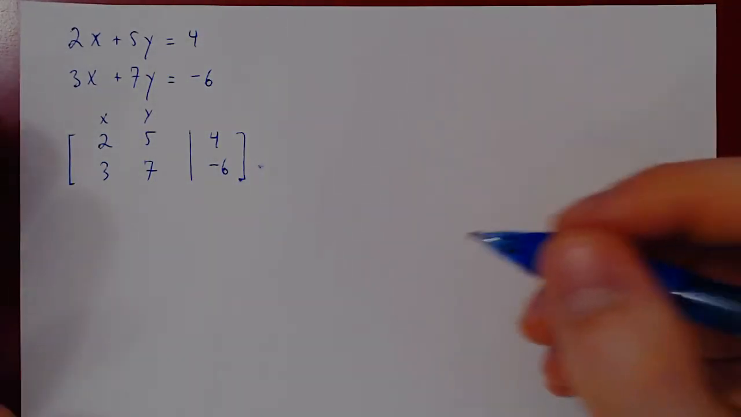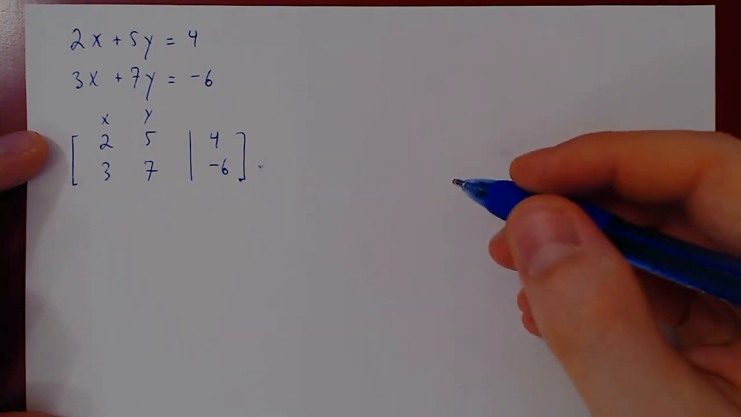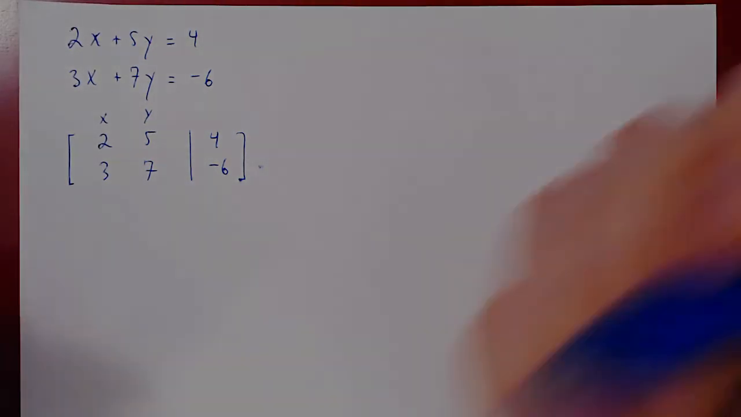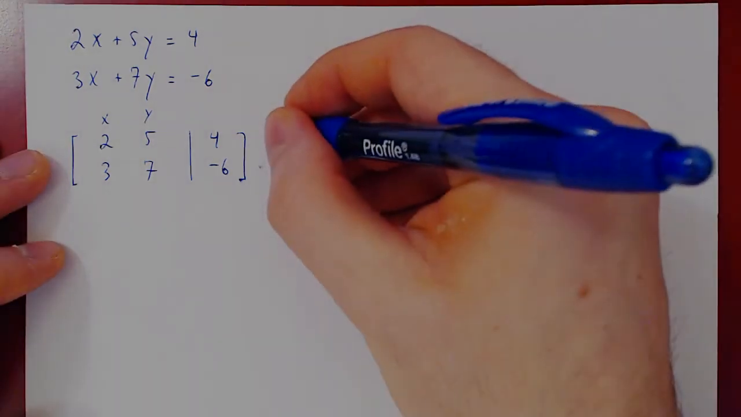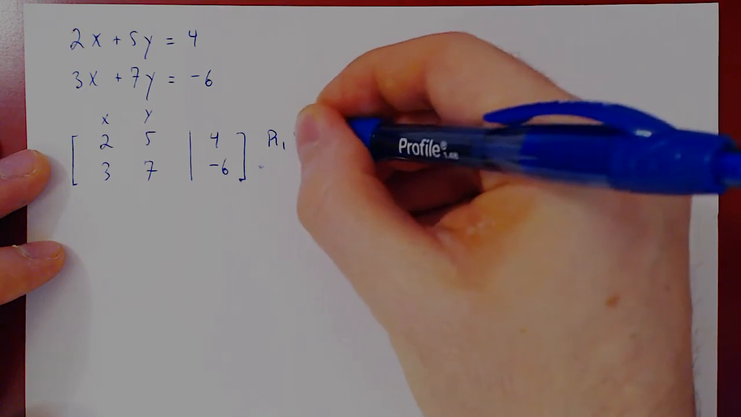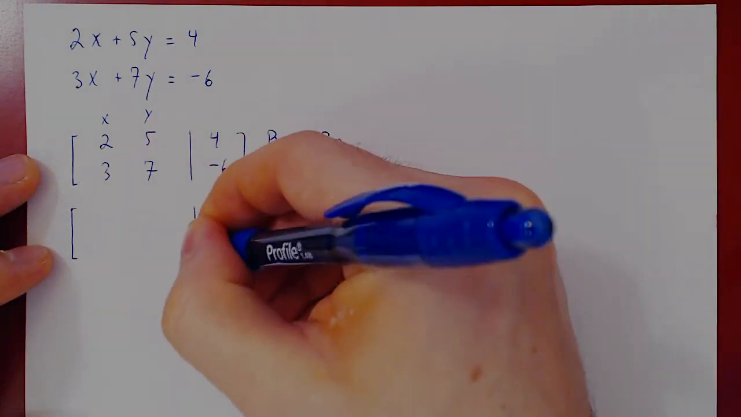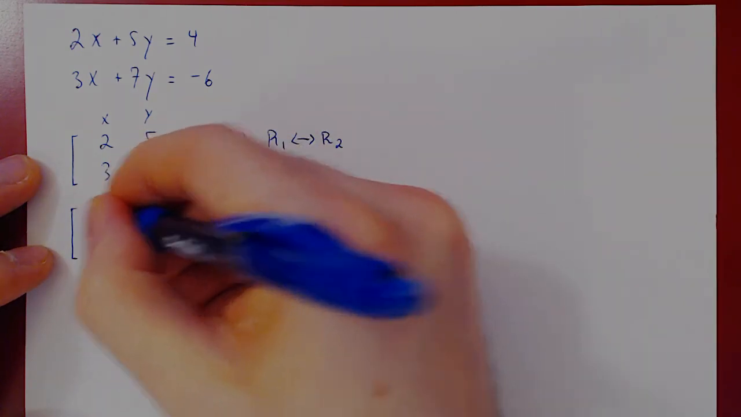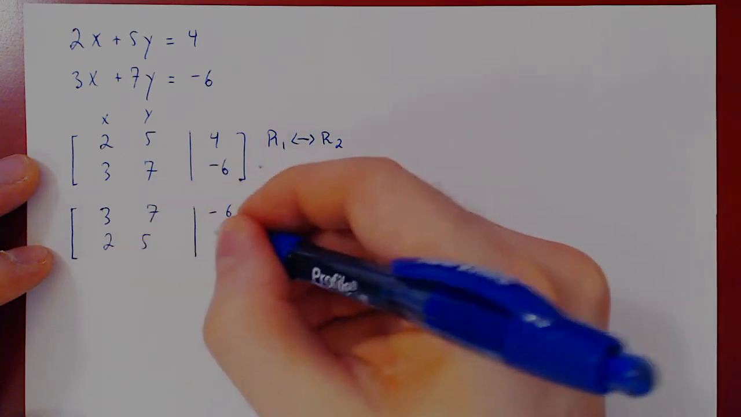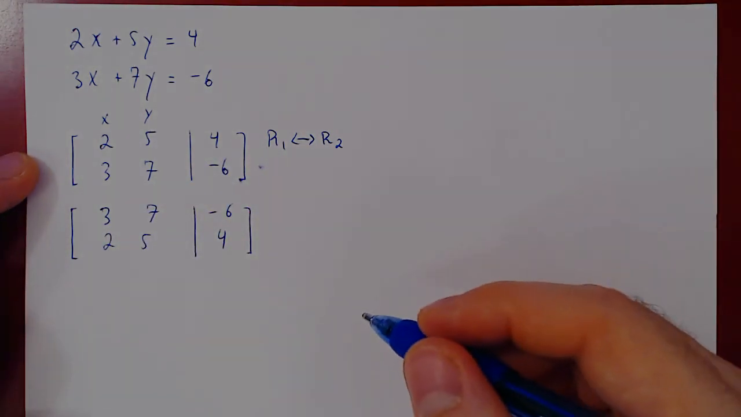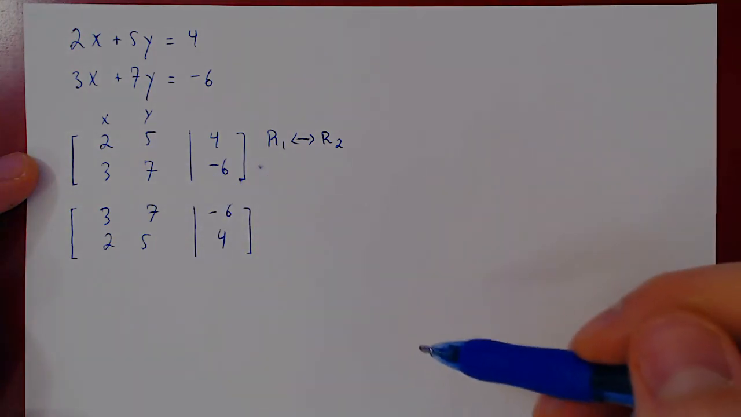Okay, well, just for the fun of it, let's apply the first type of row operation, which is swapping of 2 rows. As there are only 2 rows here, we don't have any option. We have to swap row 1 with row 2. So we interchange the 2 rows. So we'll get 3, 7, negative 6, 2, 5, positive 4. Both matrices will give us equivalent linear systems.